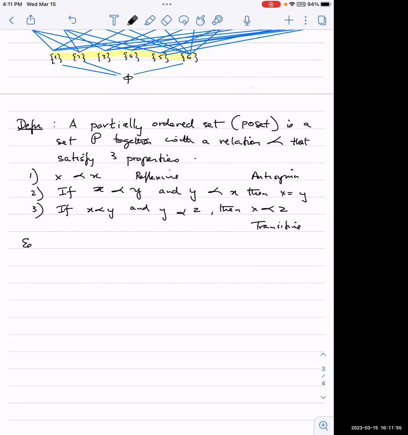So example 1, natural numbers with less than or equal to, that's a great partial order, right? It's what's called a total order because you can line them all up. But what about this one? Example 2, the power set of S with the inclusion subset relation. And let's suppose we just have 1, 2, 3. Then we can draw this great Hasse diagram.